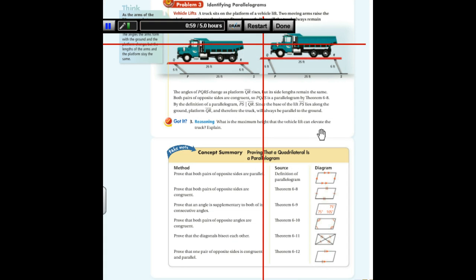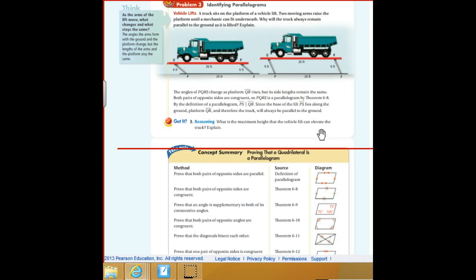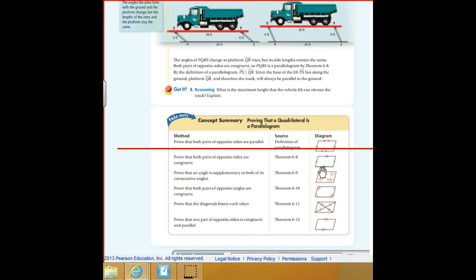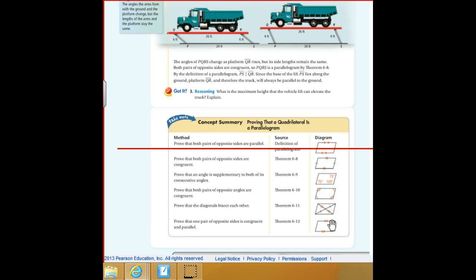Next is if I can prove that the diagonals bisect each other. Both diagonals have to bisect each other, then it's a parallelogram. And then lastly, and this is the one that's different from the properties and the definition that we talked about on Friday, if I can prove that only one pair of opposite sides are both congruent and parallel, then it must be a parallelogram. But you have to see tick marks and arrows in both the shape, the pair of sides there.